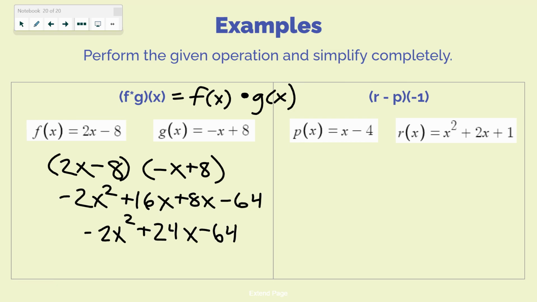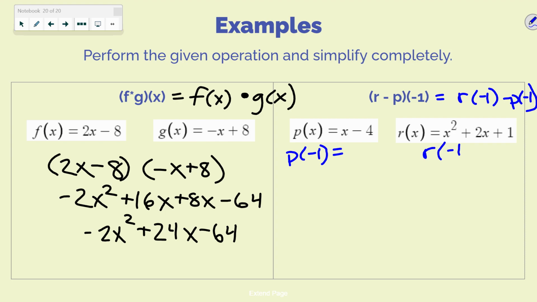Alright guys, so check your work on the board. You would end up with negative 2x squared plus 24x minus 64. Now, looking at our next problem, we have r minus p of negative 1, which means the same thing as r of negative 1 minus p of negative 1. So what do we need to find for both of those? Negative 1. Yeah, you need to input negative 1. So let's find p of negative 1 and r of negative 1.